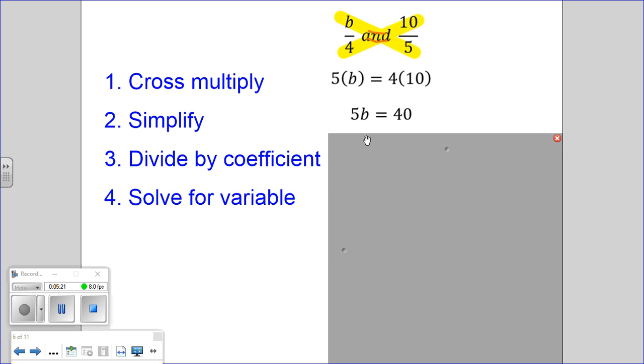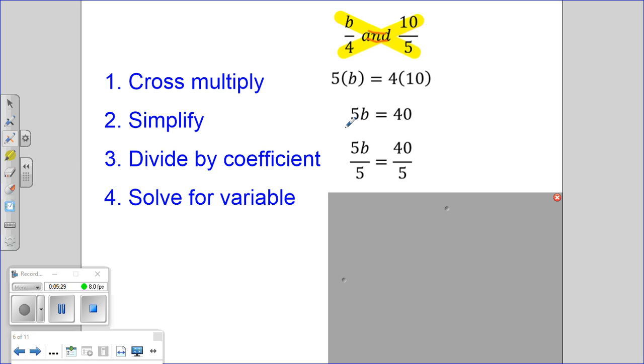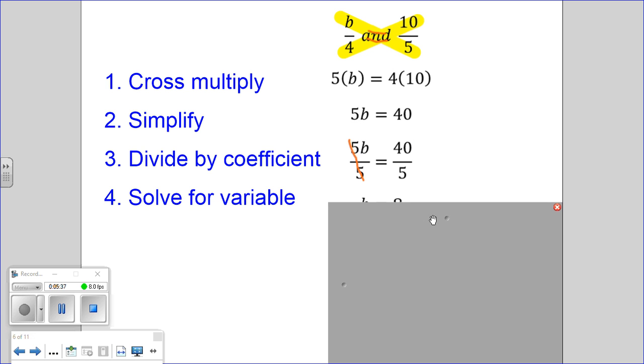So to solve for b, I'm going to divide by 5 on both sides. That's going to do two things for me. It's going to cancel out this 5 that's in front and get b by itself. And it's also going to simplify this on the right-hand side. So I know now that b equals 8 because 40 divided by 5 equals 8. Let's look at the next example.